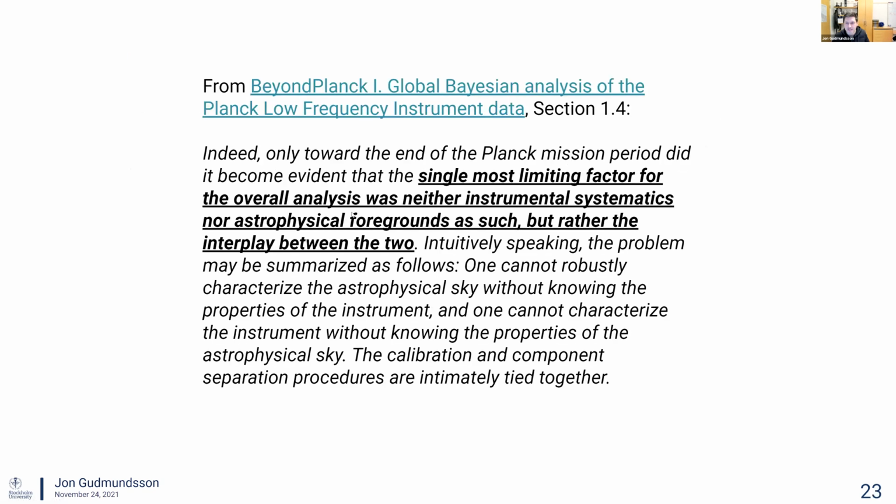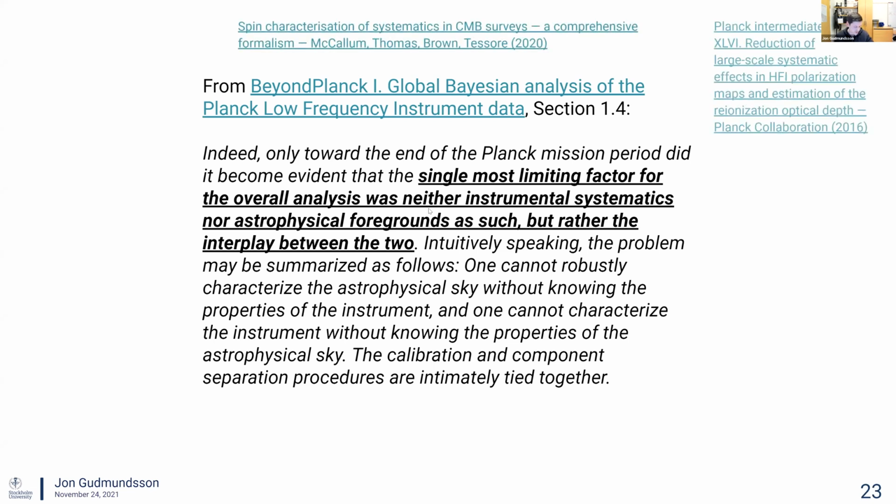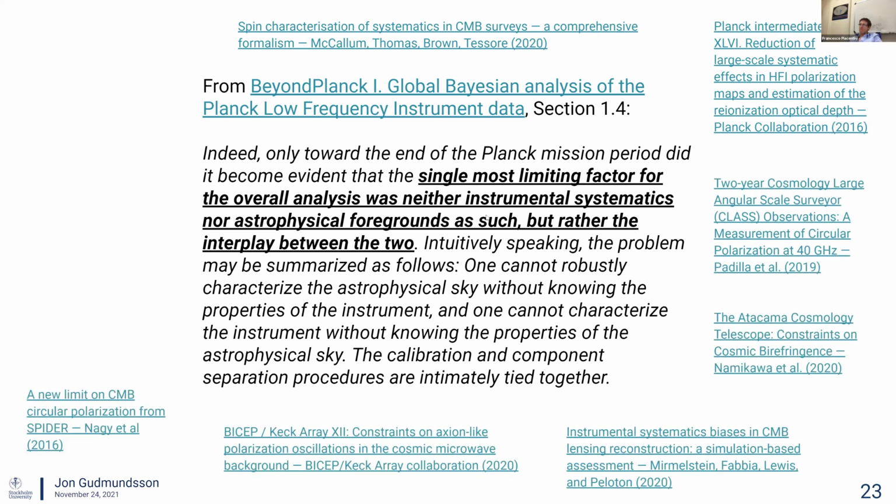I think to some extent, this quote from a recent Beyond Planck publication really captures the take-home message, right? And I guess that's also one of the things that we'll be keeping in mind in this CMB-INFLATE collaboration, which is the fact that we need to keep track of our instrument model and the complexity of our instrument as we're doing cosmological analysis and component separation. So I'll stop there and take questions.